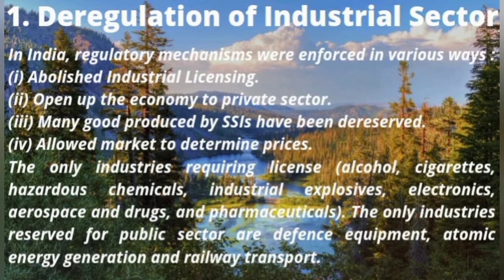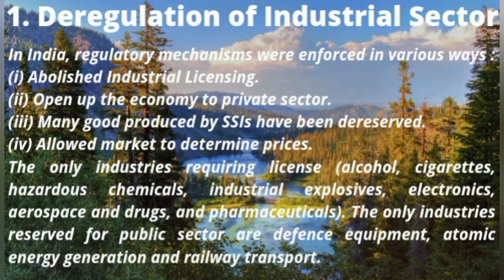The regulatory mechanisms were there in these industrial sectors, such as industrial licensing. Many areas were not open to the private sector, and were only taken by the public sector. And there were many reservations for the small scale industries, and controls on price fixation and so on. So through liberalization in industries, industrial licensing was abolished, not for all the industries but for many of the industries, and the economy was opened up to the private sector.